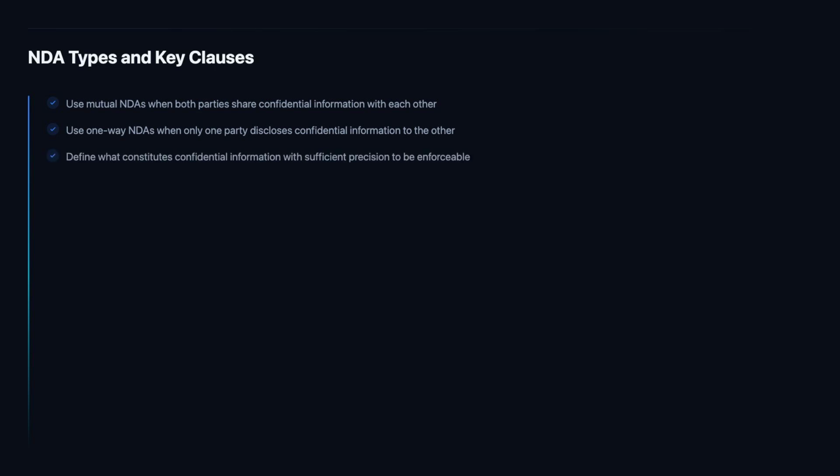Defining confidential information with sufficient precision is one of the most important drafting decisions in any NDA. An agreement that defines confidential information as anything marked confidential may exclude significant categories of sensitive information that are never labeled. An agreement that defines it as all information exchanged may be so broad as to be commercially unworkable. We use a hybrid definition, specific categories of information combined with a marking requirement for written disclosures, that is both precise enough to be enforceable and broad enough to protect the full range of sensitive information the relationship will involve.